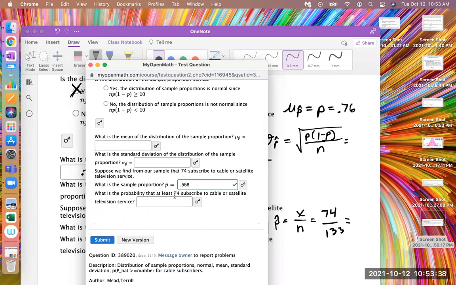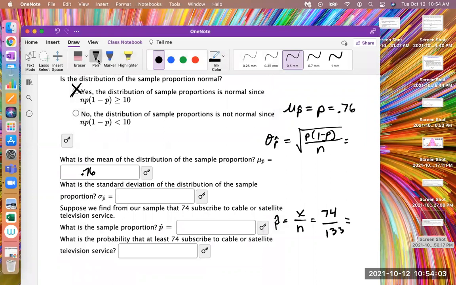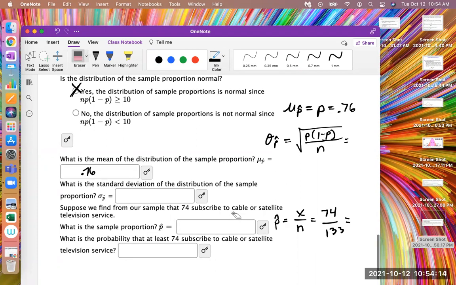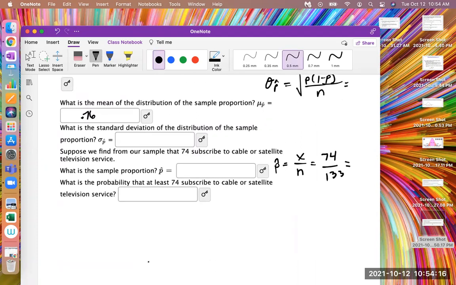Okay, what is the probability that at least 74 subscribe to cable or satellite? Now, be very careful with this problem because 74 seems like it's our lower bound, that at least 74. It sounds like it's our lower bound, but it's not. This proportion that we just stated is our lower bound, because this is a sampling distribution of a sample proportion. It's not the number of people.